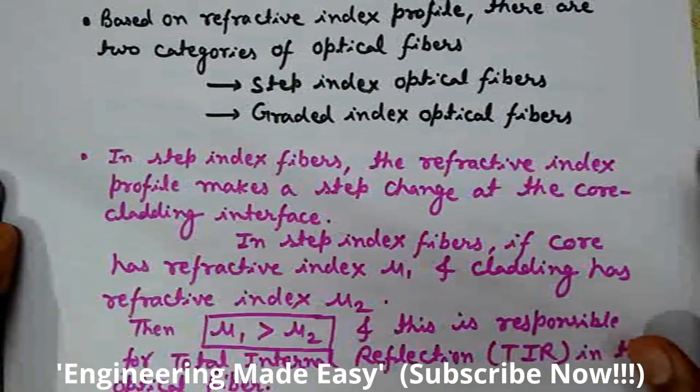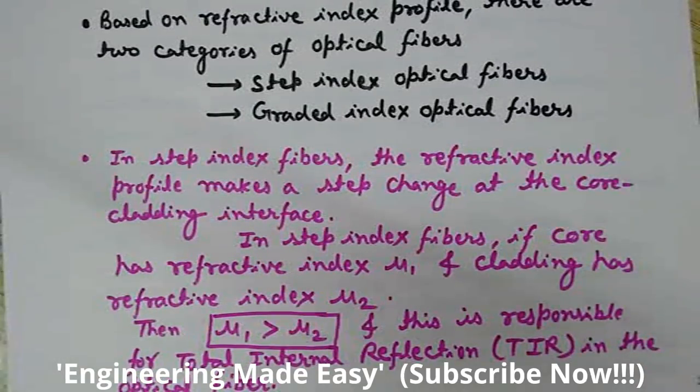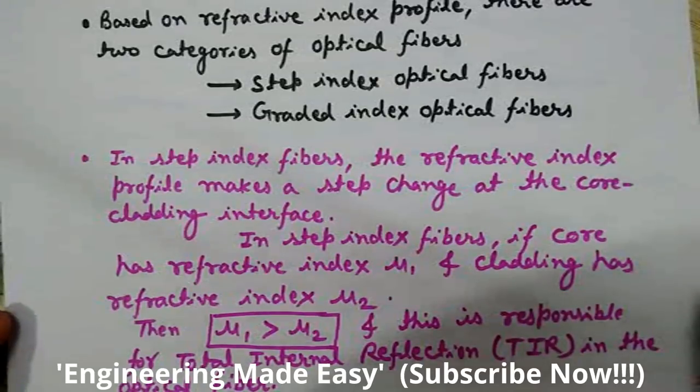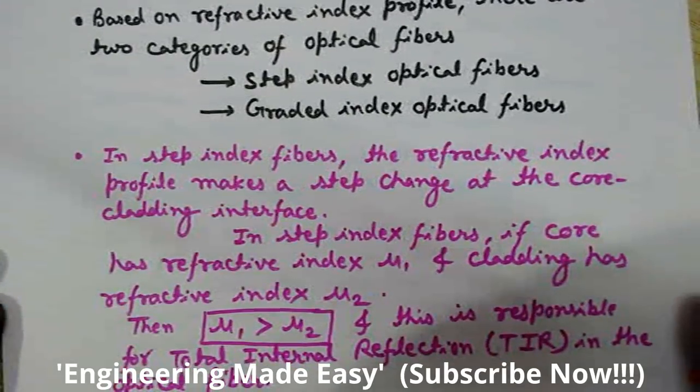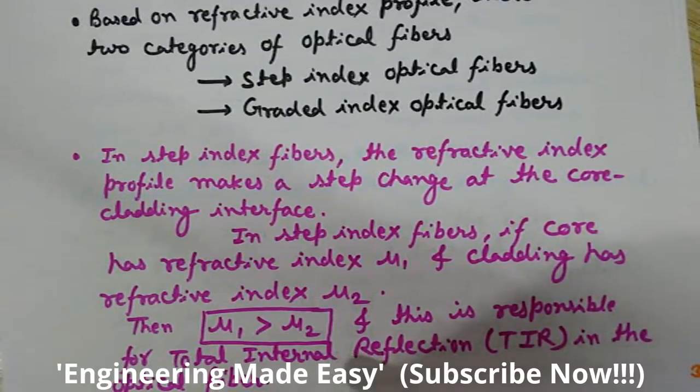This step index fiber: in step index fibers, the refractive index profile makes a step change at the core cladding interface. I have shown you the core cladding interface where the cladding and core touch each other. That is the place where they make a step change. Step change means sudden change. Since the core has refractive index mu1, and outside the core is the cladding having refractive index mu2, it makes a sudden change from mu1 to mu2.